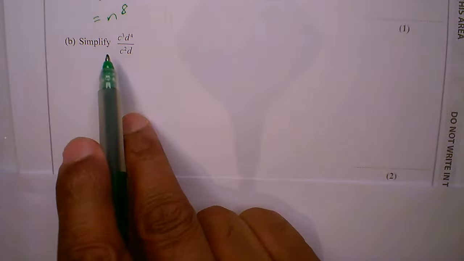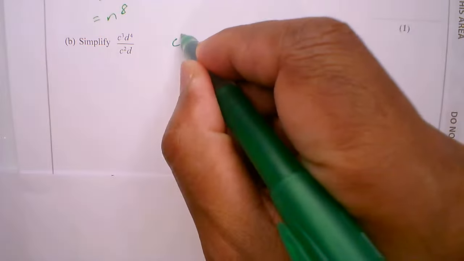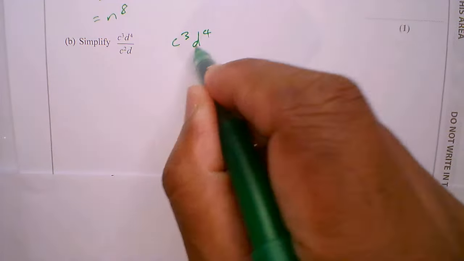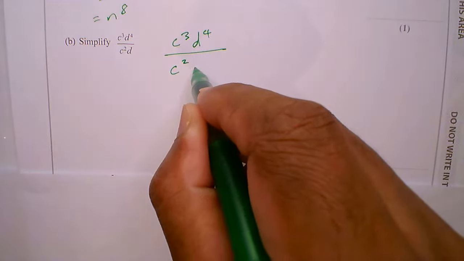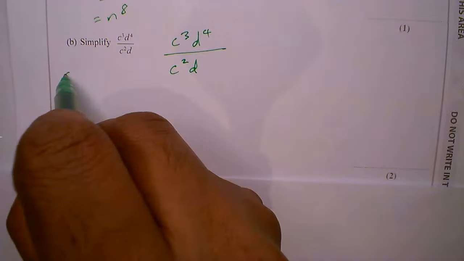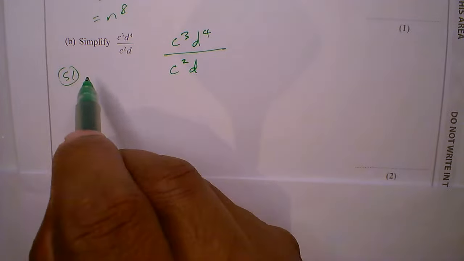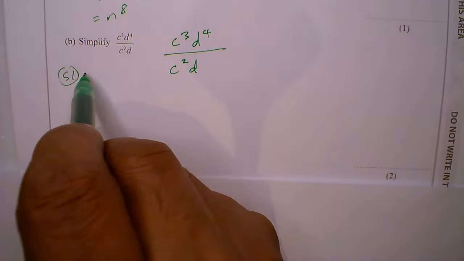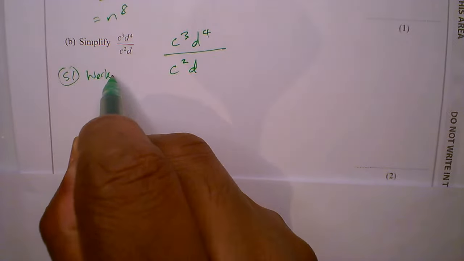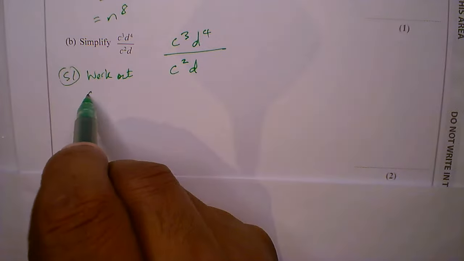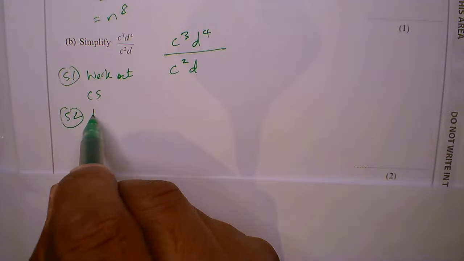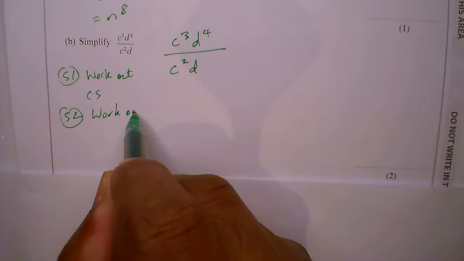Question 1b, worth 2 marks. Okay, 1b, simplify c cubed d to the power 4 all over c squared d. So I've got two things here. I am going to be working on each letter. So work out the c's, and then step 2, work out the d's.